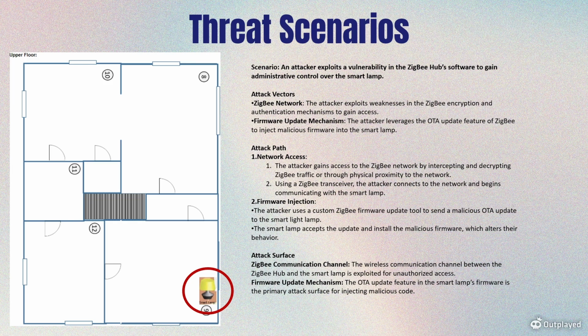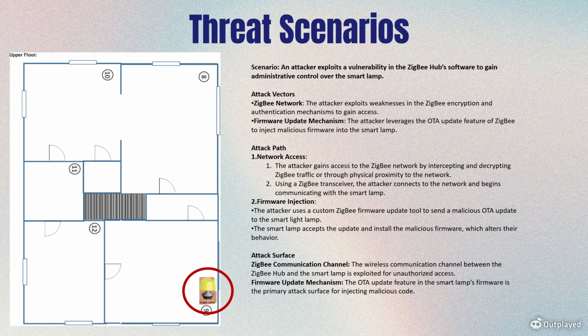So firstly, attack vectors. ZigBee network: the attacker exploits weaknesses in ZigBee encryption and authentication mechanisms to gain access. Next, firmware update mechanism: the attacker leverages the OTA update feature of ZigBee to inject malicious firmware into the smart lamp. Next, attack path. For network access, the attacker gains access to the ZigBee network by intercepting and decrypting ZigBee traffic or through physical proximity to the network. Using a ZigBee transceiver, the attacker connects to the network and begins communicating with the smart lamp.